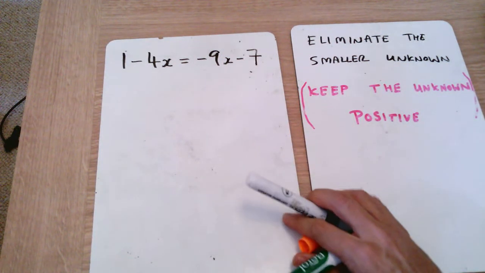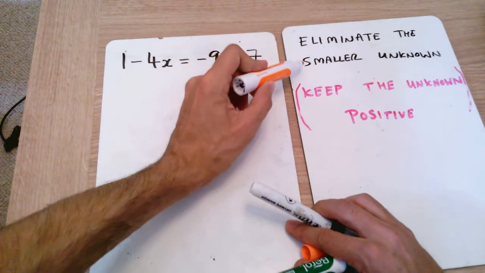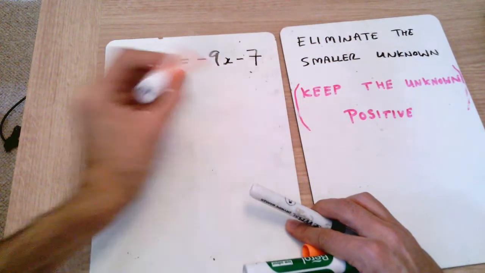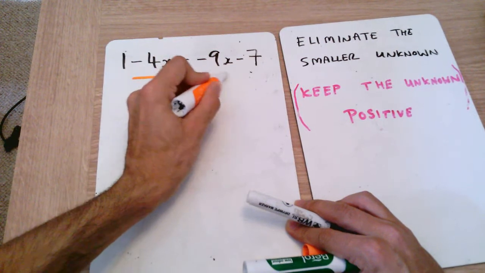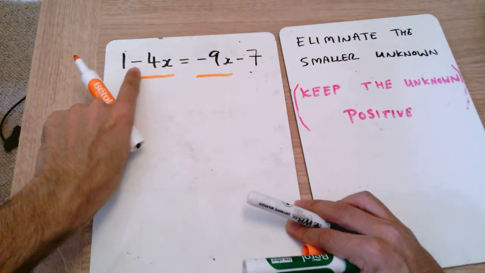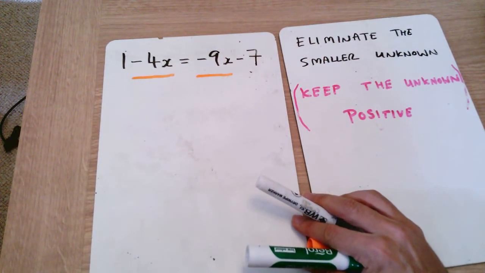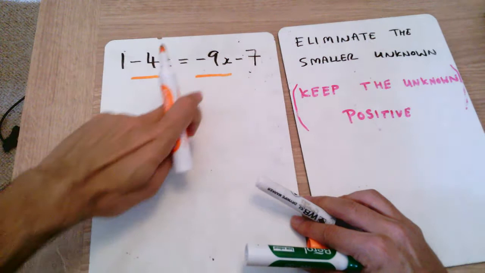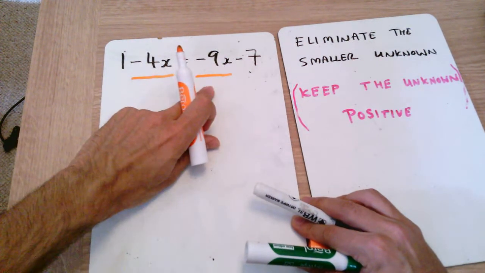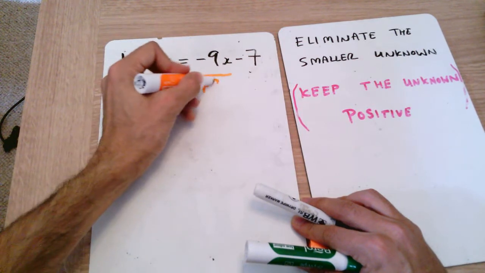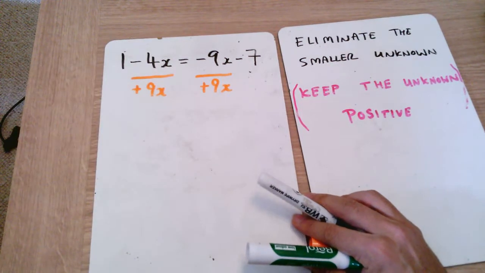Now, we've said when you've got unknowns on both sides, we need to eliminate the smaller unknown, which will keep the unknown positive. Our unknown terms are the minus 4x and the minus 9x, not just 4 and not just 9, minus 4x and minus 9x. And we need to eliminate the smaller unknown. Now, if we think of temperature, minus 9 degrees is colder than minus 4, so minus 9x is the smaller unknown. We have to add 9x here to eliminate this, and add 9x here to keep it consistent.